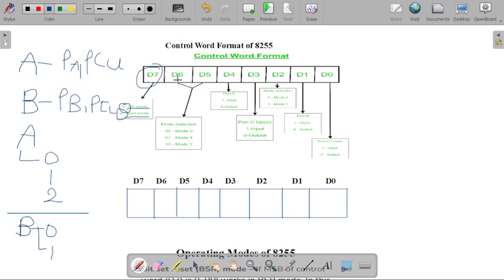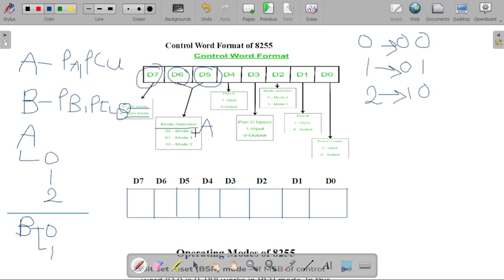Now check the 6th and 5th bits of our control word format, D6 and D5. These bits are used for the mode selection of group A. There are three modes available: 0, 1 and 2. Mode 0 is indicated as 0 and 0, mode 1 is indicated as 0 and 1, and mode 2 is 1 and 0.